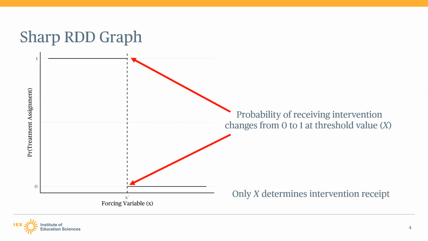One of the greatest things about regression discontinuity designs is how visually intuitive they are. Here you see a visual representation of a sharp RDD. You can see that on the x-axis, we have the forcing variable, and on the y-axis, we have the probability of receiving the intervention. On the left-hand side of the cutoff value, represented by the dotted line, the probability of treatment is 1, while on the right side, the probability is 0. Conceptually speaking, this means that it is an individual's score on the variable x and only this score that determines receipt of the intervention.